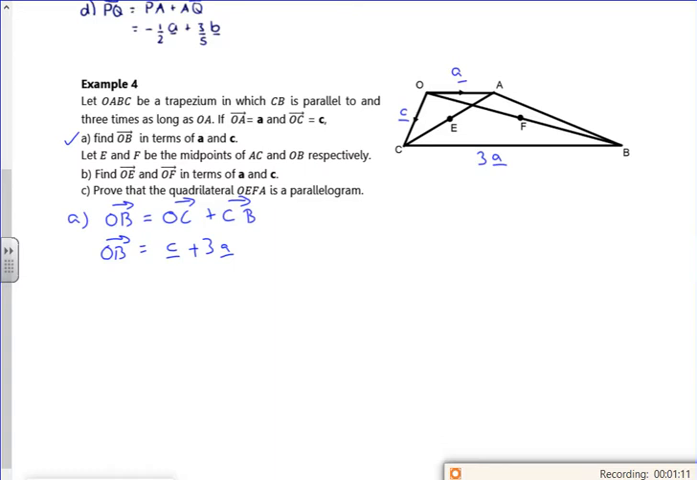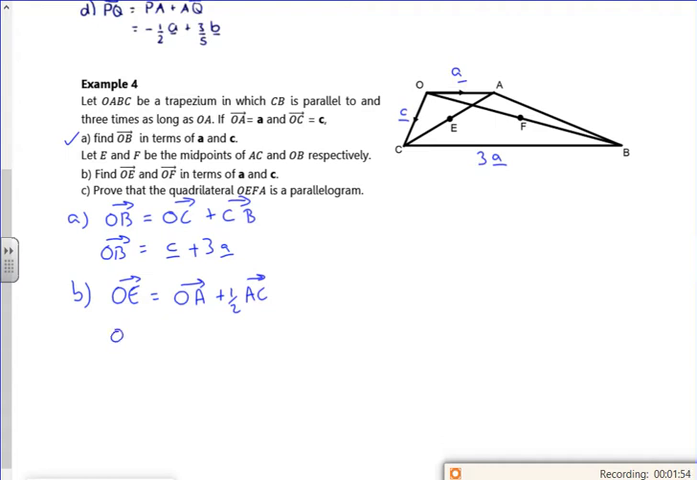E and F are the midpoints of AC and OB respectively. Find OE and OF in terms of a and c. Right, so OE. How are we going to do that then? Let's think about going from O to E. There's different ways of getting there. But I reckon we could go across from O to A and then go halfway from A to C, and that will get us there. But I've got to put it in terms of a and c, haven't I?